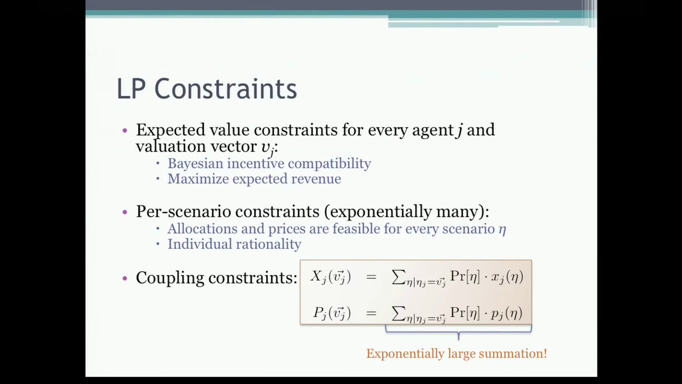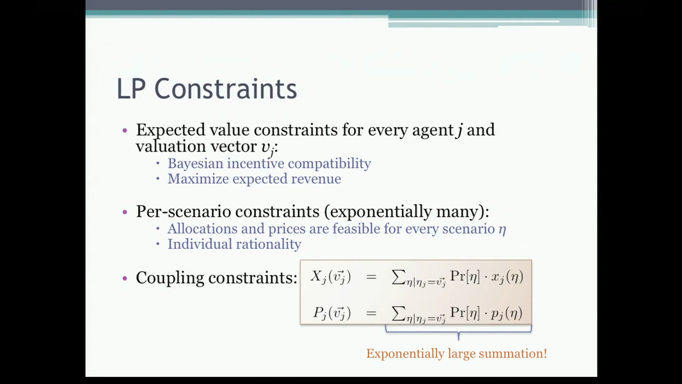The hard part is that there are exponentially many of these constraints. There are exponentially many variables here, this summation is exponential size, but the number of these capital X and capital P variables is small because they're only defined for every bidder and for every valuation. So what do we have? We have an LP where for every scenario there are some constraints on these variables. And now there are these constraints that couple the expected value variables to these per scenario variables.